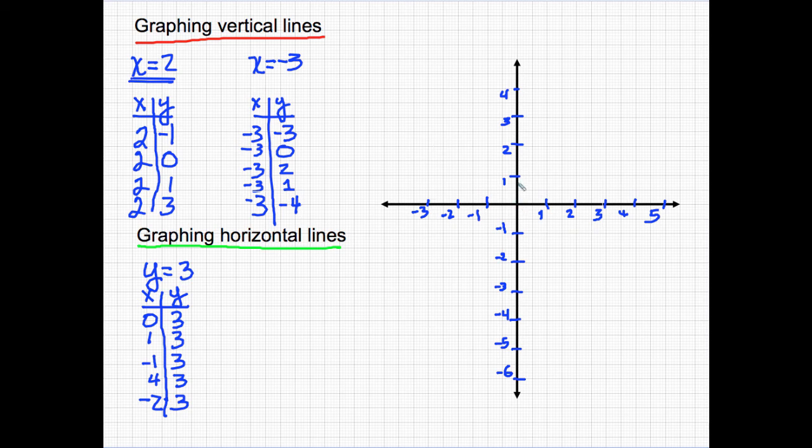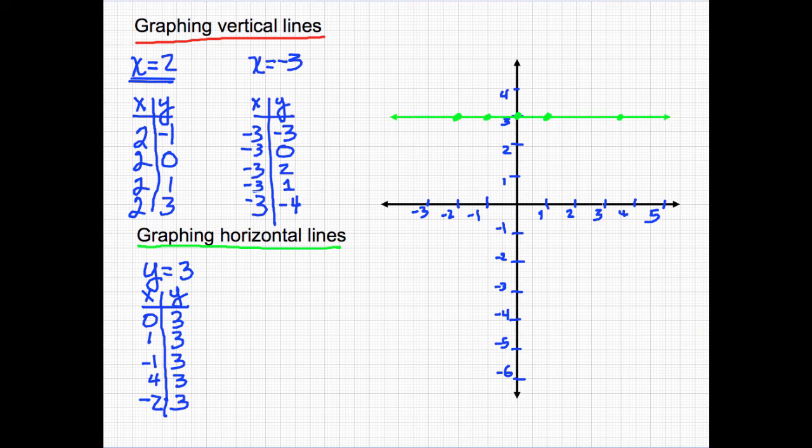So (0, 3) is right here. (1, 3). (negative 1, 3). (4, 3). And (negative 2, 3). So you see all of these points lie along a horizontal line. And when we graph this, we would graph that horizontal line.